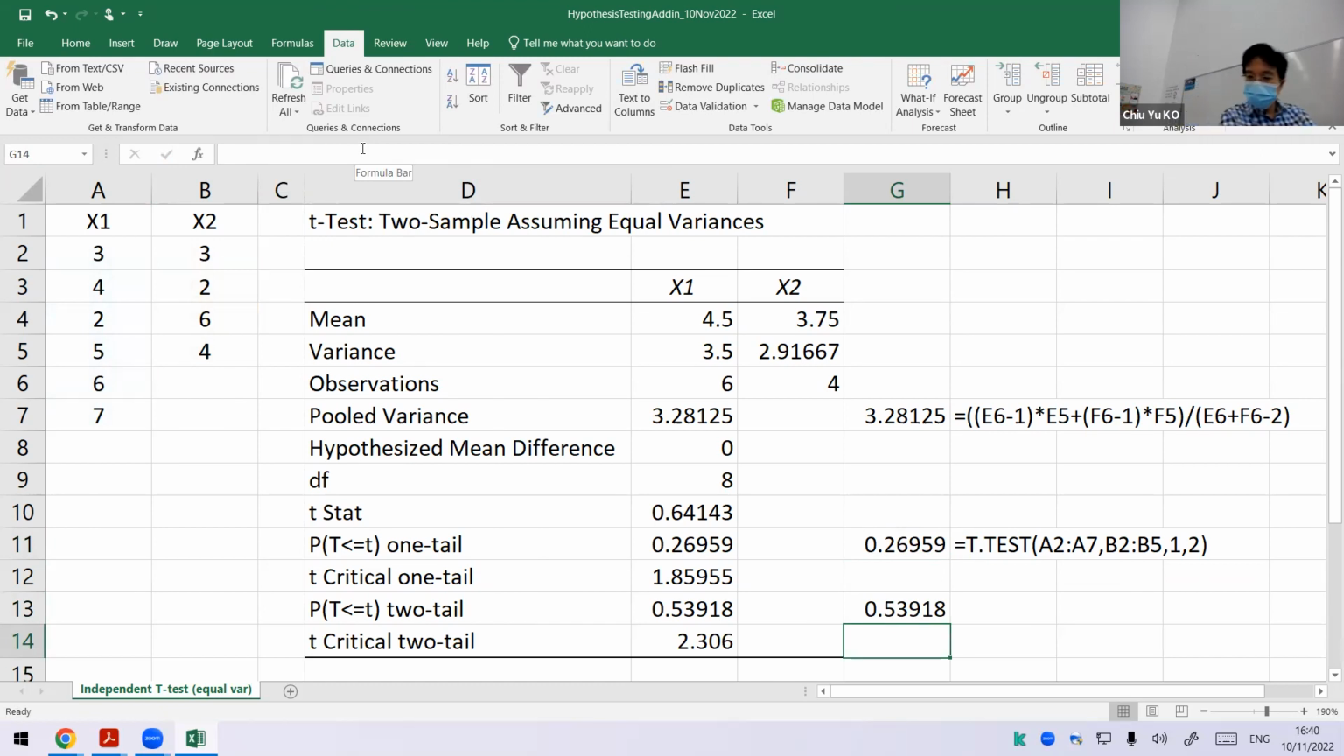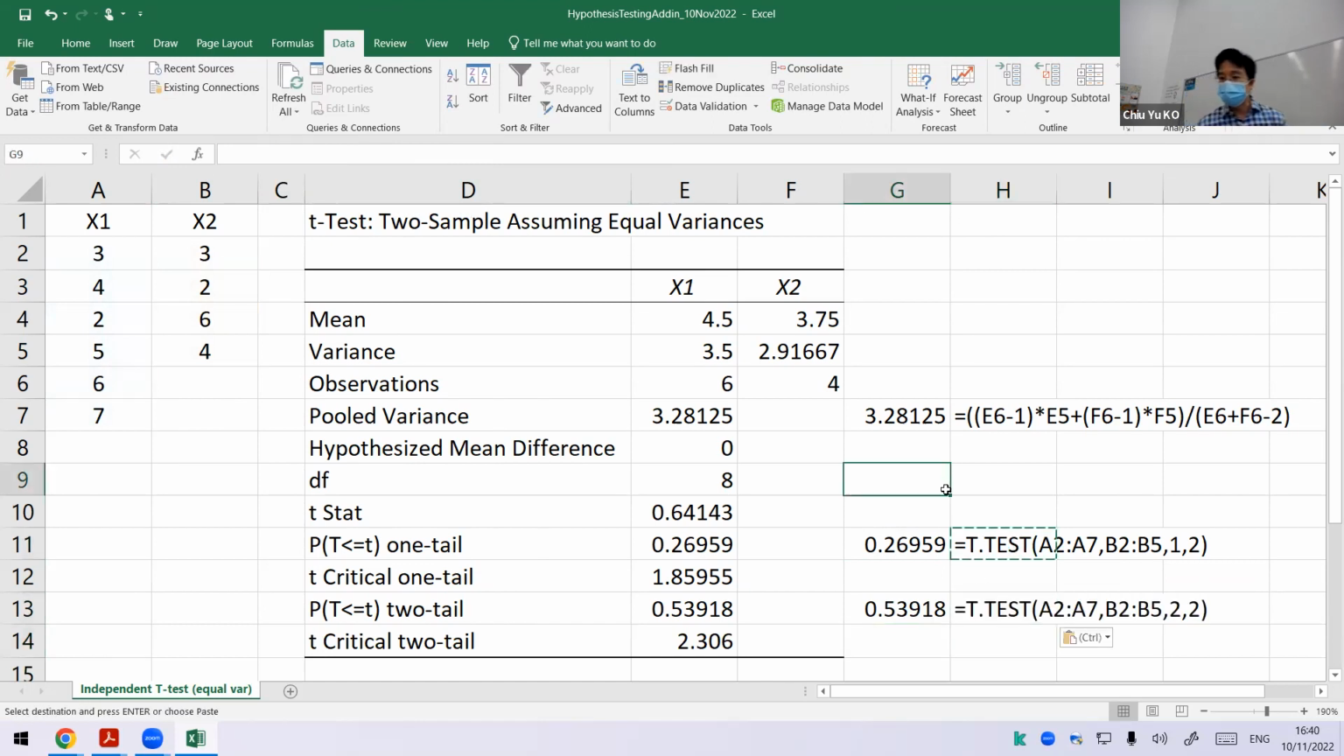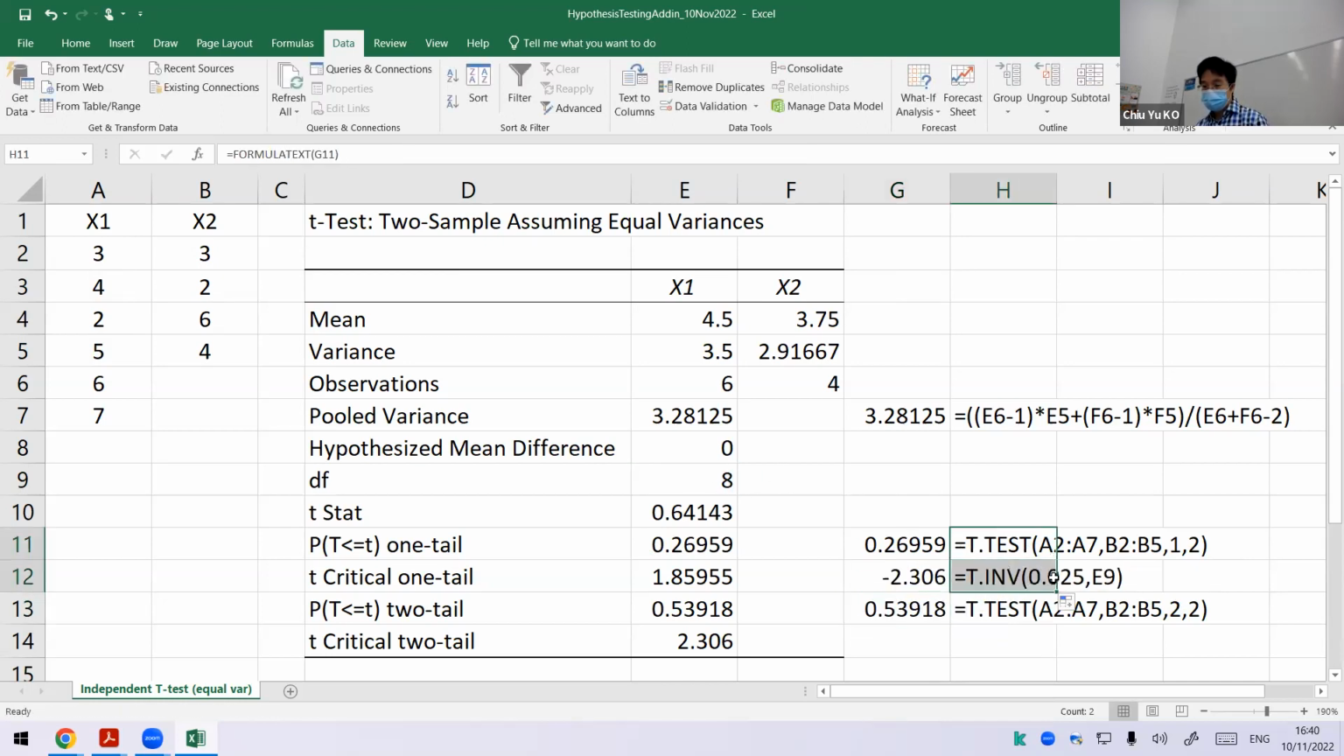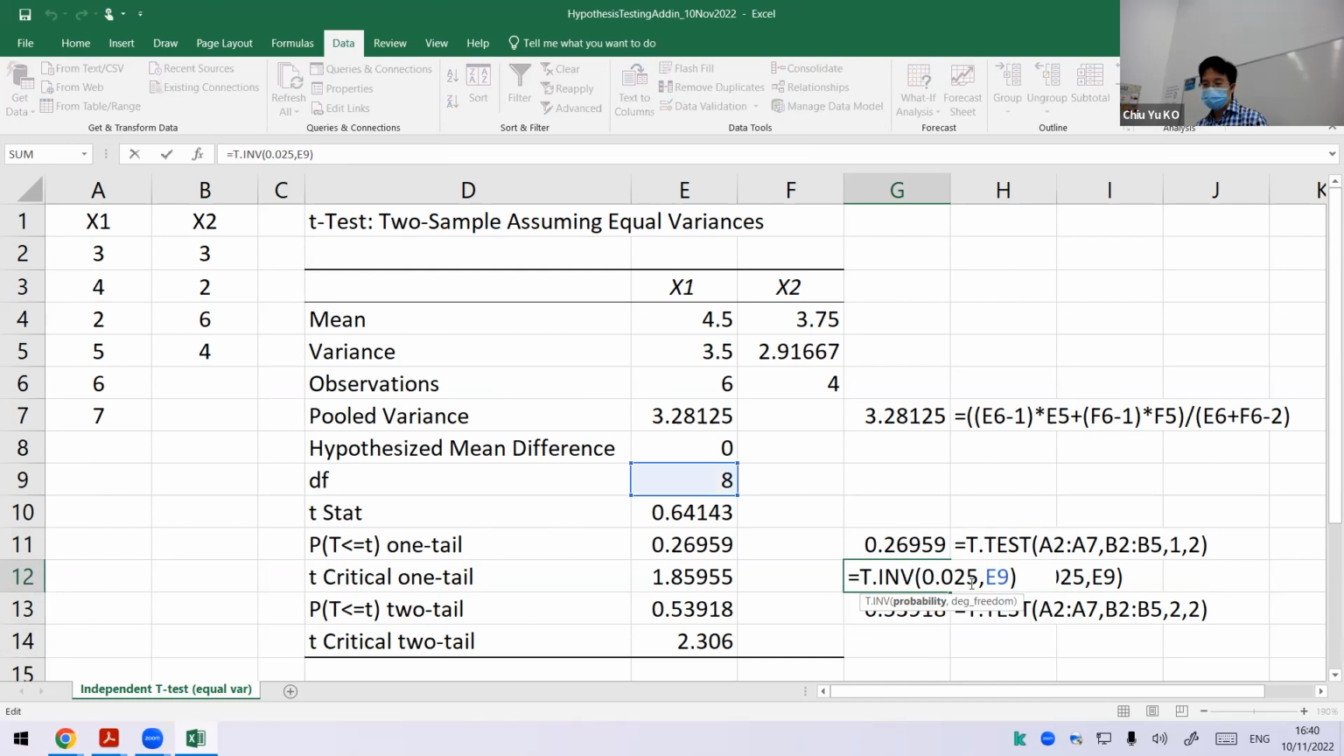Okay, so that is what we have for the add-in T.TEST. Is that how we found this? And alpha actually comes from the T inverse, right? T inverse of 2.5, and the degree of freedom is just this. For a one tail test, it's just 0.5. 0.5 here.